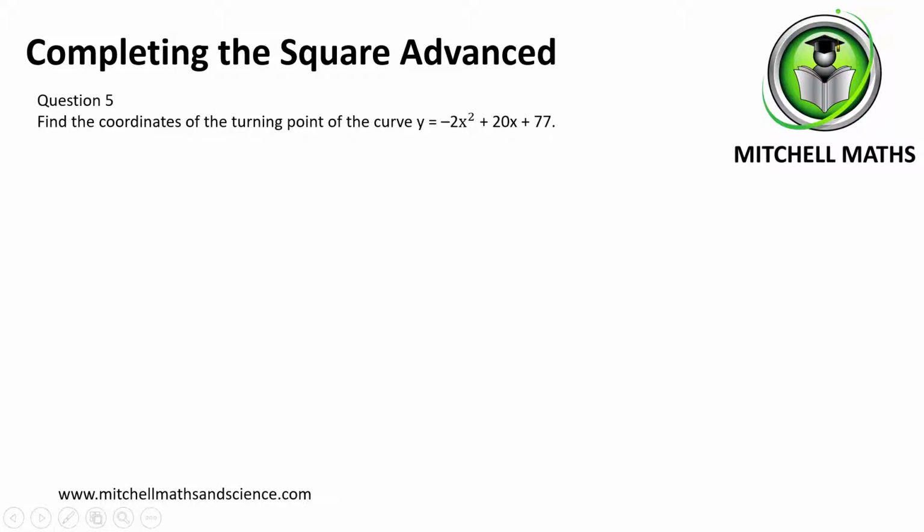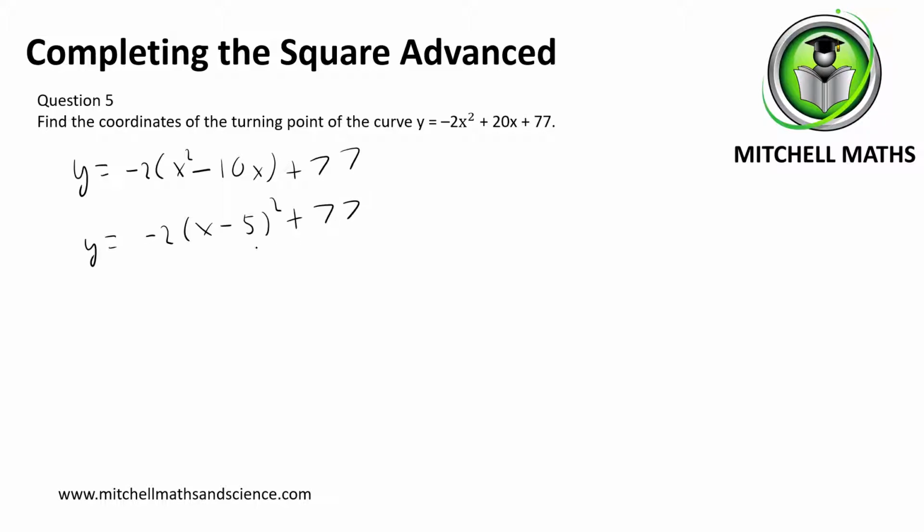Right, find the coordinates of the turning point of the curve y equals minus 2x squared plus 20x plus 77. The first thing I'm going to do is I'm going to take my minus 2 out the first two terms. And that would give me in the brackets x squared. Remember to change the sign of the other term. Plus 10x, plus 77. My next step's going to be minus 2x minus 5 squared plus 77.